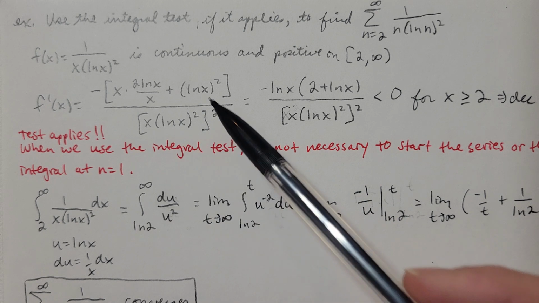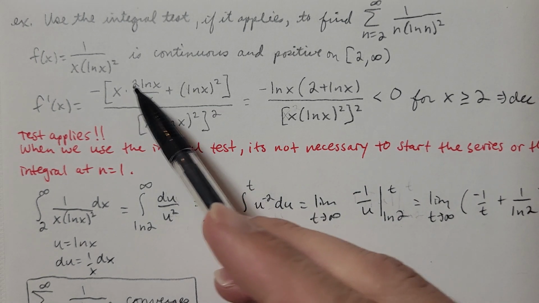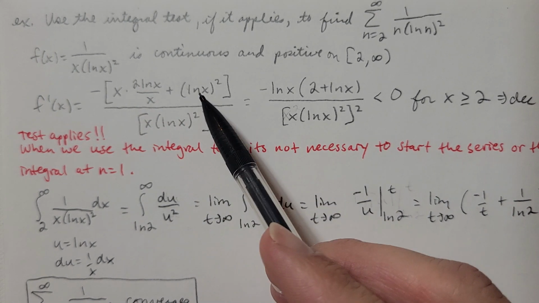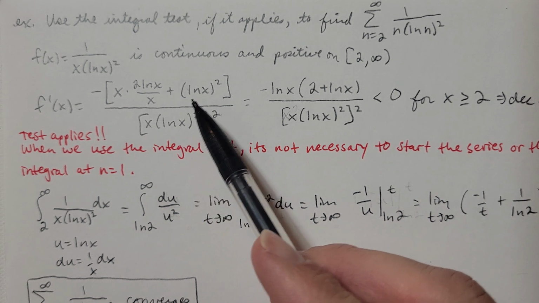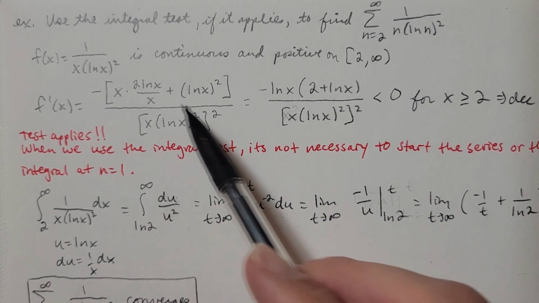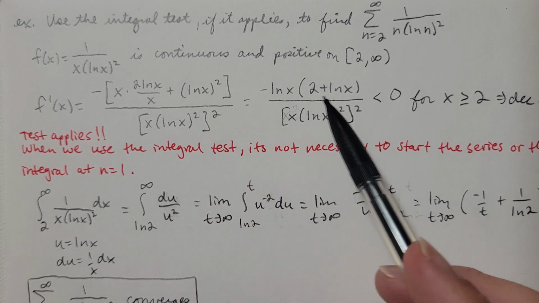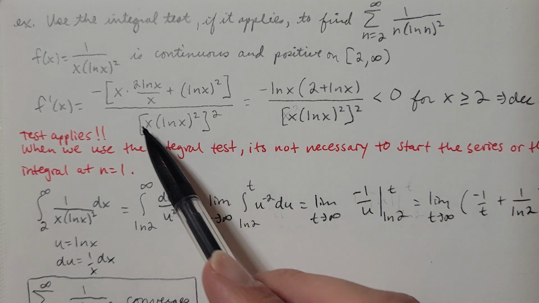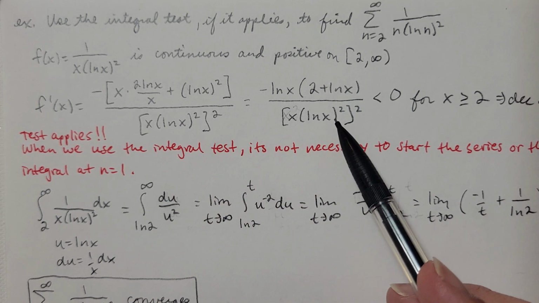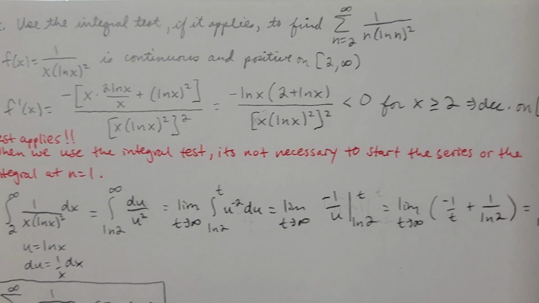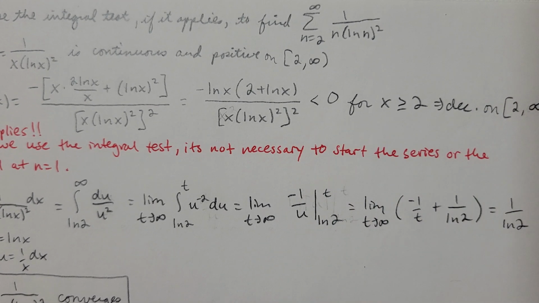Okay, so let me go ahead and simplify this here. The x's will cancel. And if I factor out an ln of x out of the top, then I'll have negative ln of x times what's left over here, which would be 2 plus the ln of x. Okay, and you're dividing by x times the ln of x squared. So that's going to be less than 0 whenever x is a number that is bigger than 1, or greater than or equal to 2.